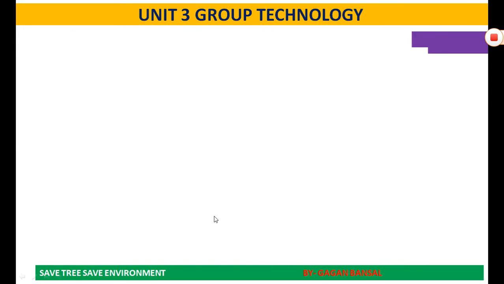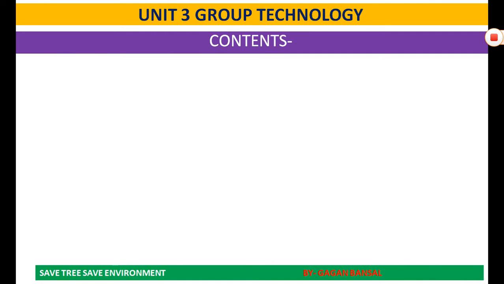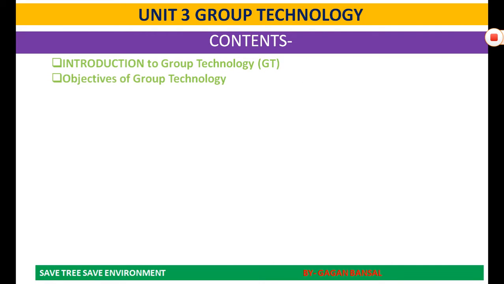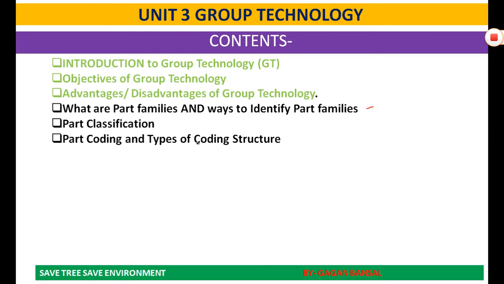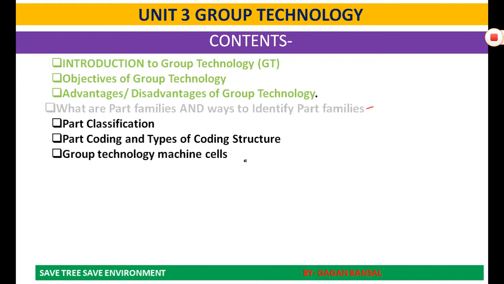So let's start. In unit 3, that is group technology, we have various topics like introduction to group technology, already taken, then objectives of group technology, advantages and disadvantages of group technology, what are part families and ways to identify part families. This we will start today. Then part classification, part coding and types of coding structures, group technology, machine cells. These are the contents of group technology, and today we will start with what are part families and ways to identify part families. So let's start.